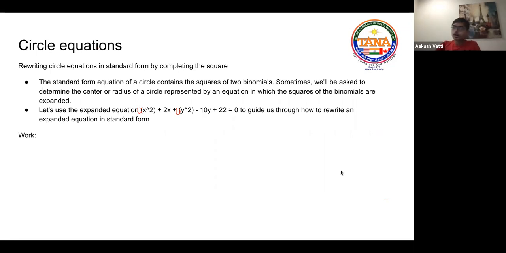So okay, yeah. The simplest way of doing this is to remember that the constant term of the binomial is equivalent to 1/2 the coefficient of the x or the y term. So the constant that needs to be added to complete the square is equivalent to the square of 1/2 the coefficient. The coefficient of the x term is 2, and therefore the constant has to be 2 over 2 squared, which is equivalent to 1. So to complete the square for the x term, you get x squared plus 2x plus 1, which is equivalent to, I believe, x plus 1 squared.